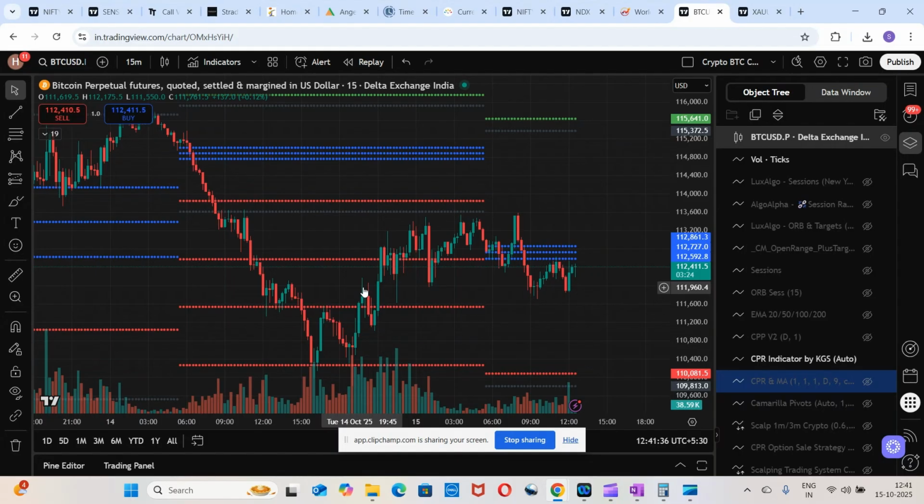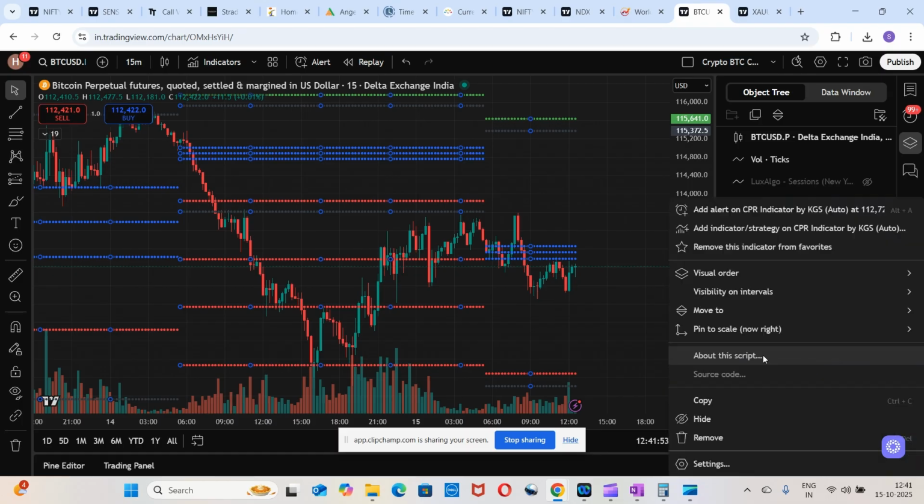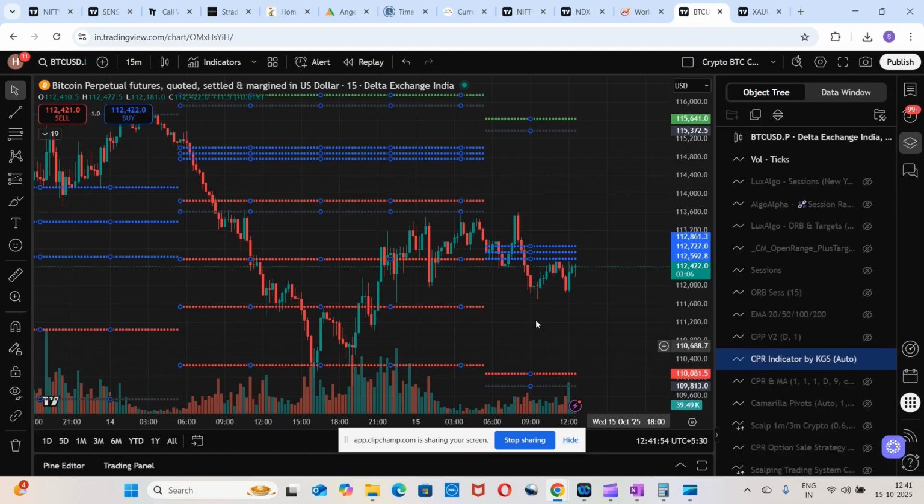Strategy series. So today we're going to go through a manual strategy again. It's not an algo. The strategy is called the CPR indicator. Okay, so CPR is central pivot range. So let's see what this indicator is.